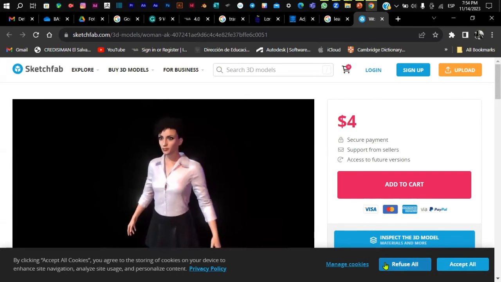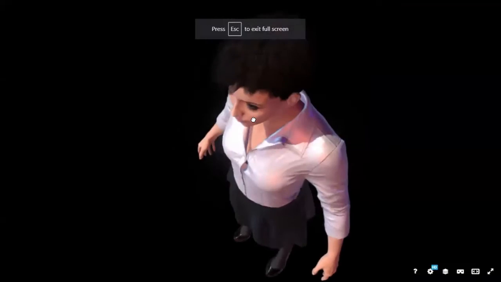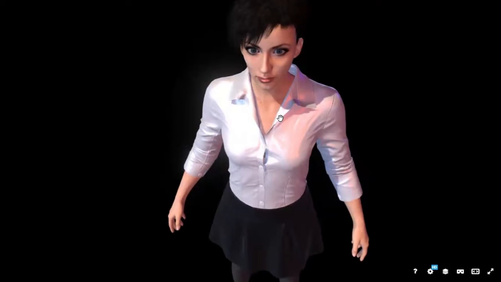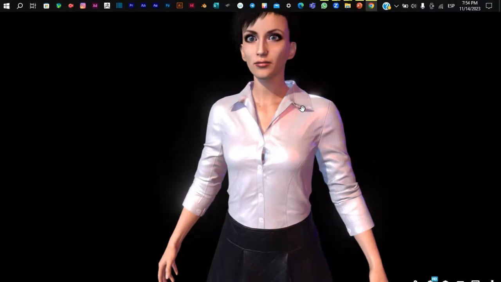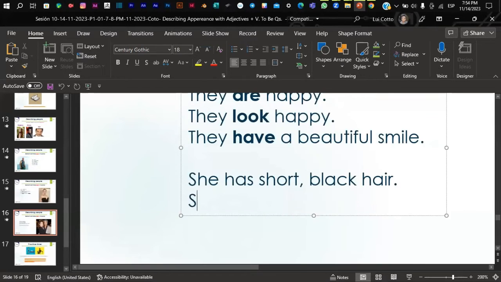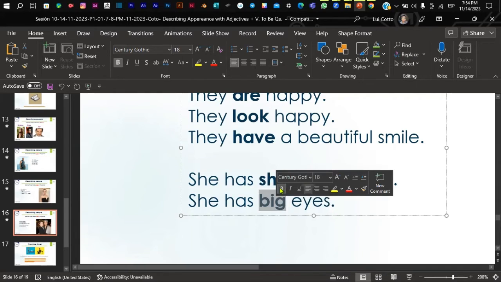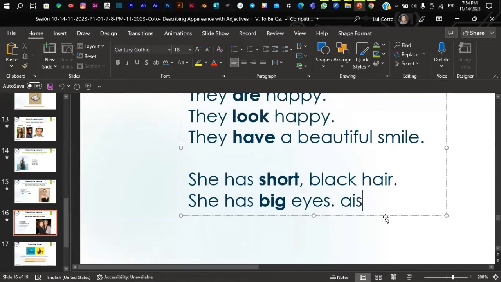What else? Can you describe about the model? The eyes? She has a big eyes. Big eyes. But when it's plural, no a. Okay, no a. Because only eyes for singular. Son de plural, entonces solo el adjetivo. Correct. She has big eyes. Very good.